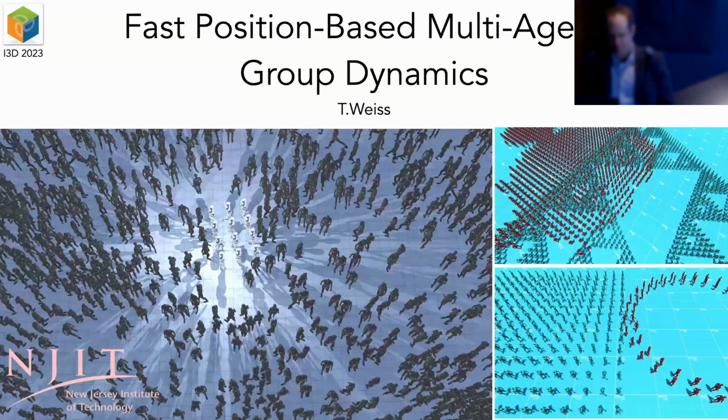The first paper that we have is fast position-based multi-agent group dynamics. It's by Tomer Weiss. One of the surprising and magical things about how the computer graphics industry is going right now is that this is one of a bunch of graphics researchers coming from Israel, an industry that didn't exist until a decade ago. I say this because I'm from there as well.